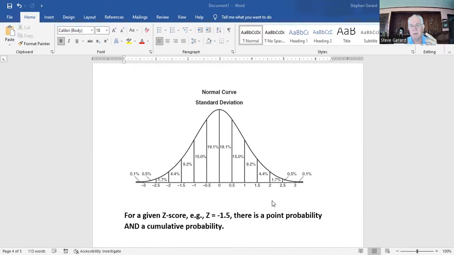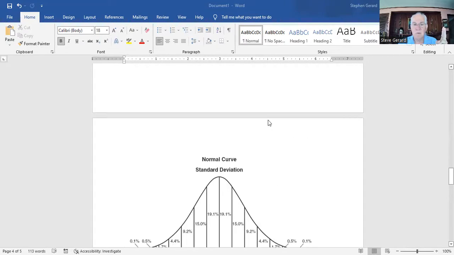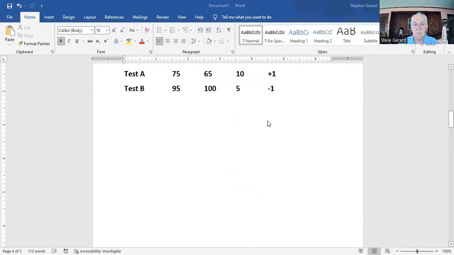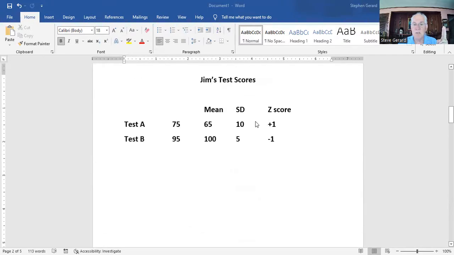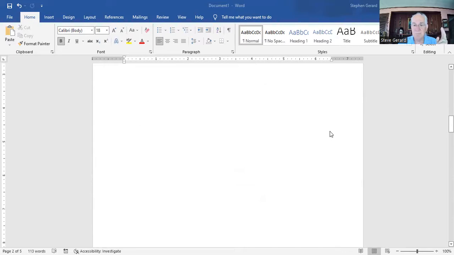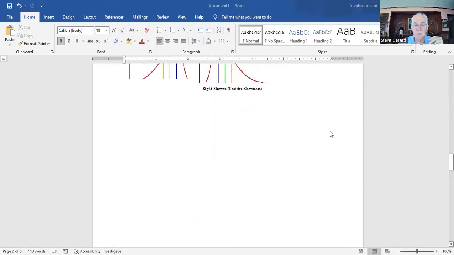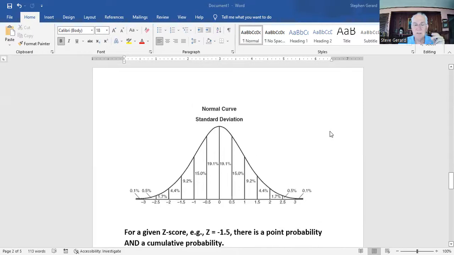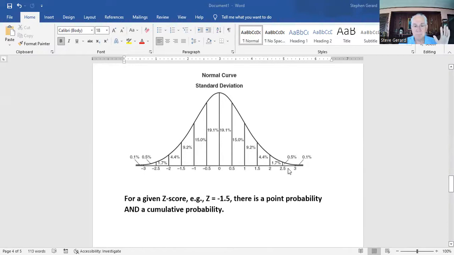These are going to come back in a number of ways. You have raw scores versus standardized scores. These are raw scores. These are standardized scores. And then you've got the question of, am I talking about point probability, or am I talking about cumulative probability? And it makes a real difference about what you come up with. And the total area under this curve is equal to 1.